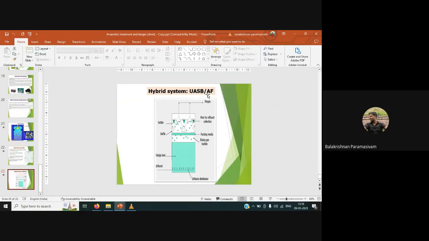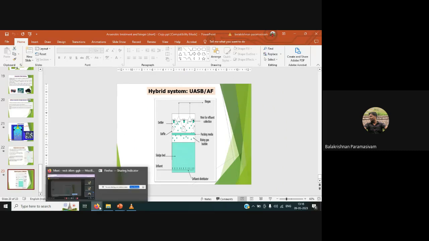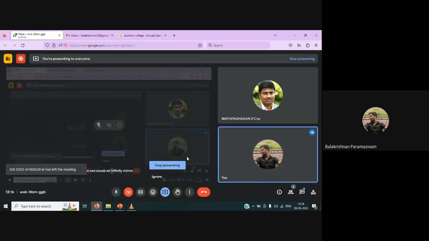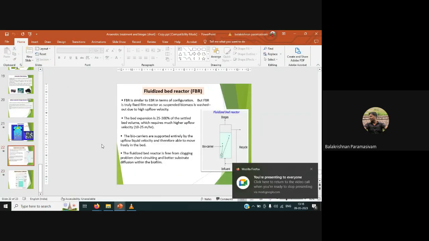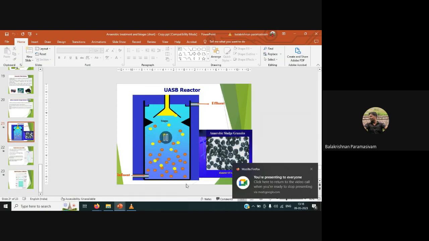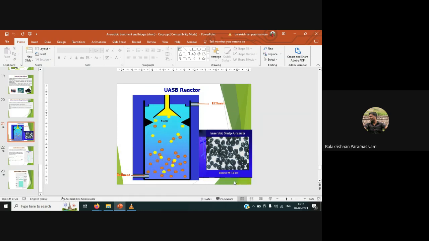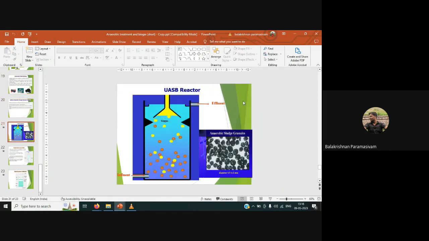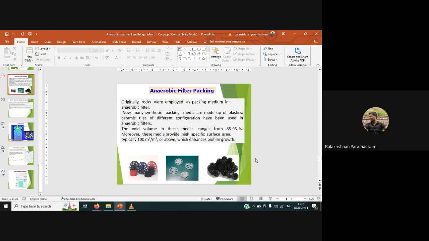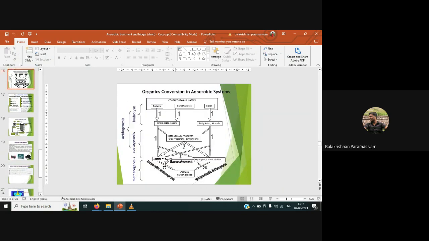So now, any doubts in this? So what is the major difference? The major difference is aerobic. We are using only the UASB reactor right now for industrial operation. We are not using any other anaerobic treatment system, only the UASB reactor for industrial effluent treatment. For sludge, we are using an anaerobic digester.